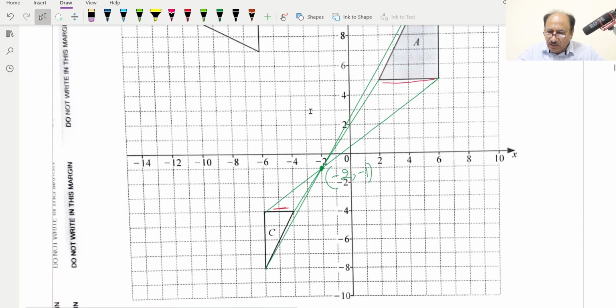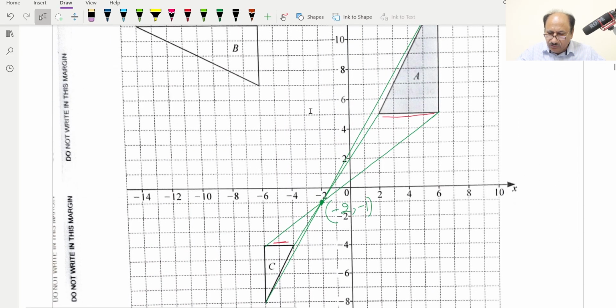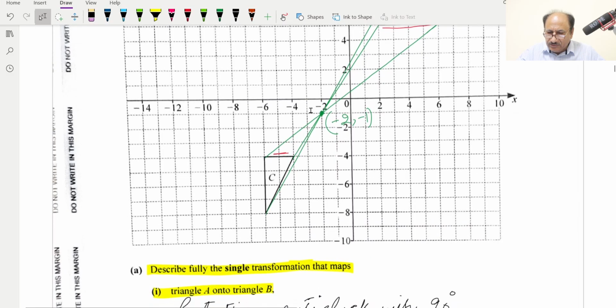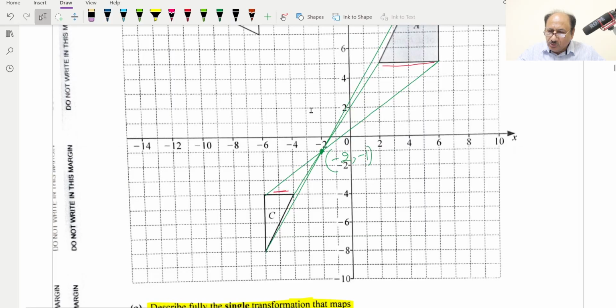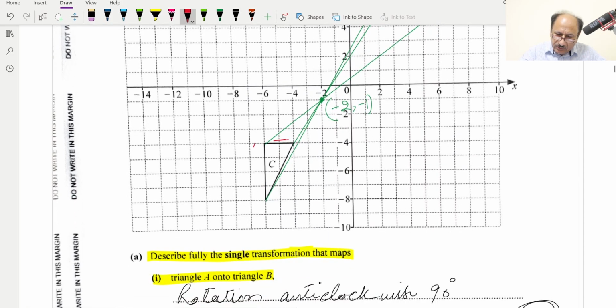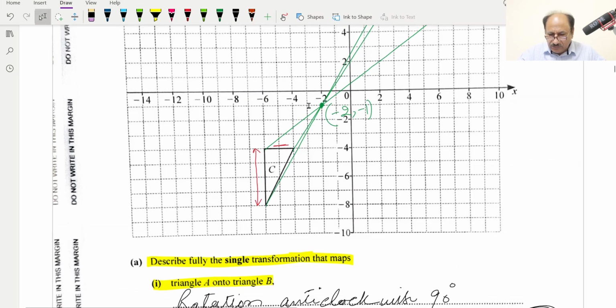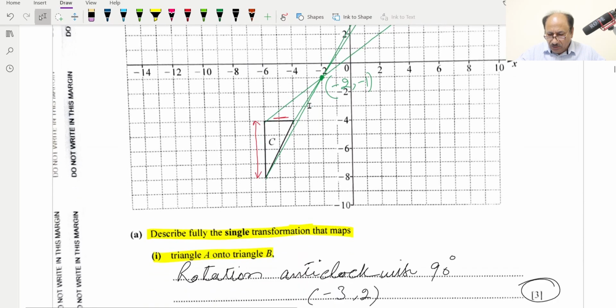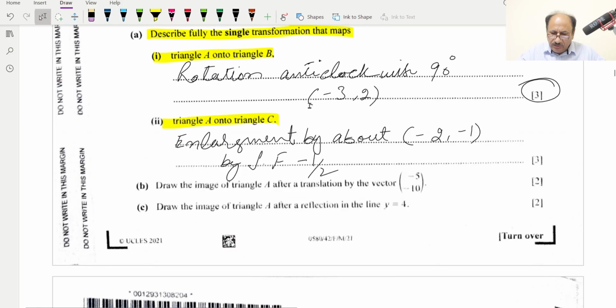Minus, why we have taken minus? Because it is on the other side of the center of enlargement, and it is reducing to half. So even if you check this side, for example, from here, 1 2 3 4 5 6 7 8 units, and if you check this side is 1 2 3 4 units, so this is exactly half and minus 1 by 2.